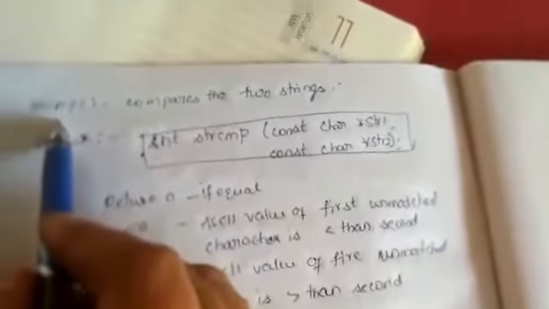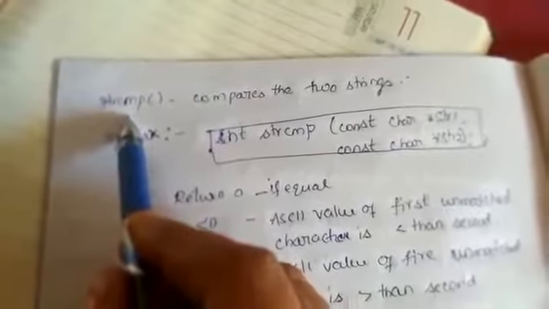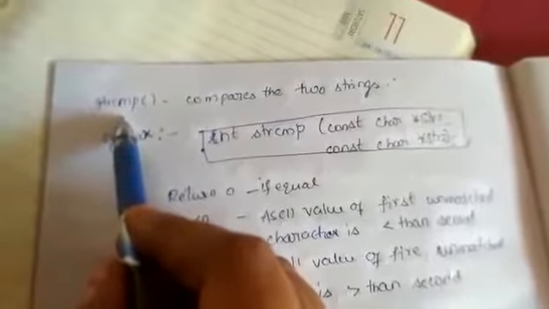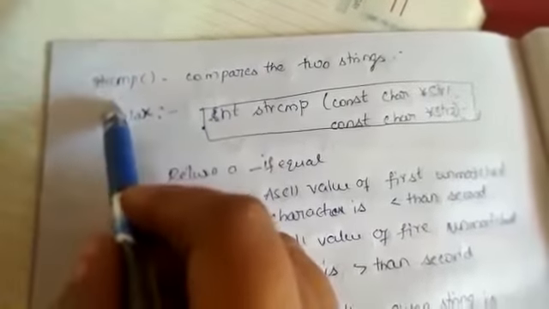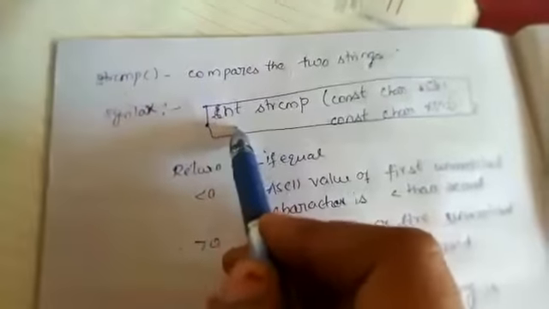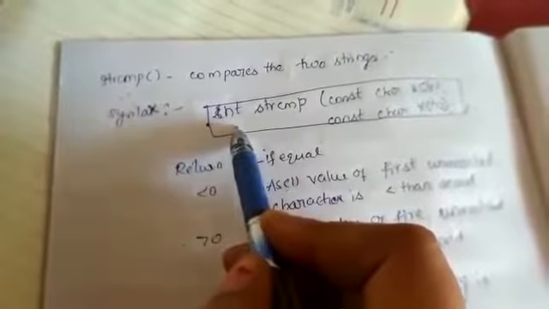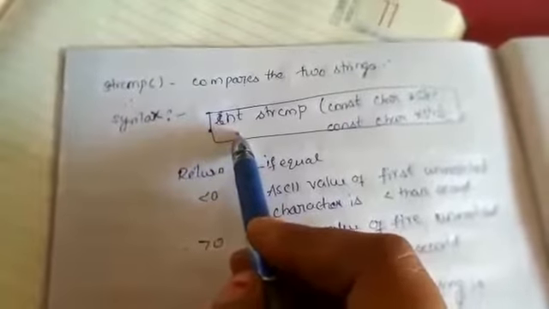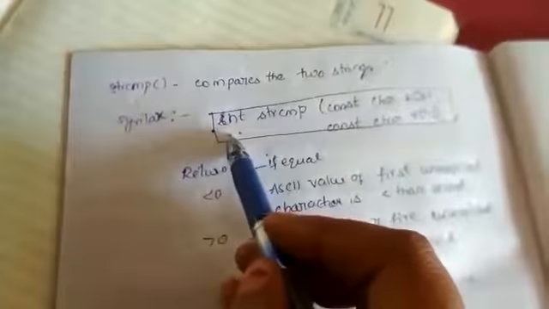And next we have strcmp, that is string comparison. Means if you want to compare any two strings, then we have to use this strcmp. It compares the two strings. What is the syntax of this? It returns 0, or less than 0, or greater than 0. Why? I will discuss. Okay, first we discuss the syntax.